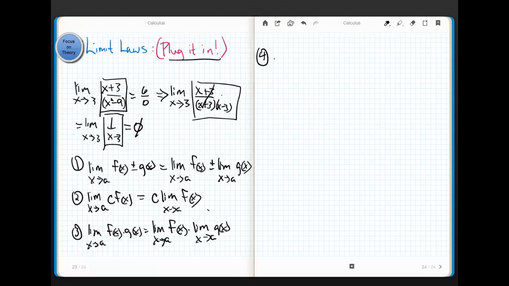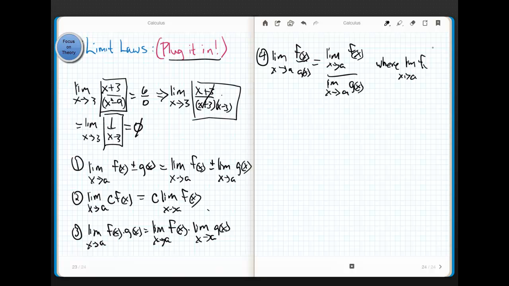You can probably agree that the limit as x approaches a of f of x over g of x, this is a limit of a quotient, by the way, is the quotient of the limits, as long as the limit as x approaches a of g of x can't equal 0. Oops, not f of x, g of x can't equal 0. So what happens if it does equal 0? Well, we already talked about that.